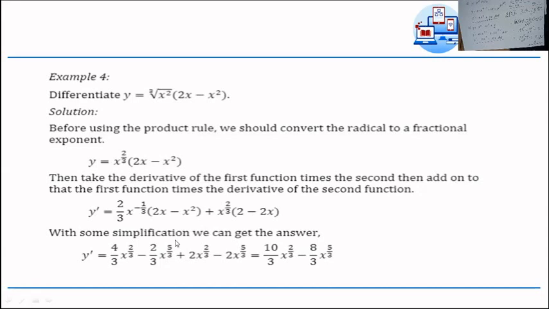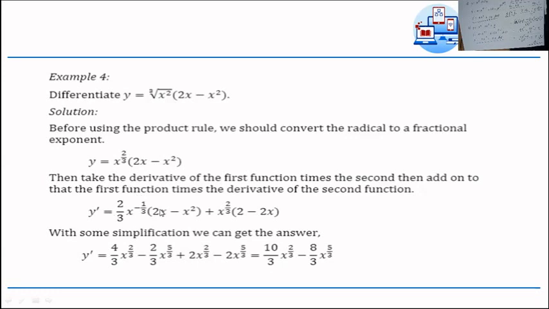2x minus x squared, plus U. Ito yung U natin, x raised to 2/3, then this is our dv. Derivative ng 2x is 2, derivative ng x squared is 2x. Okay? With some simplification, we can get the answer. Y prime will be 4 all over 3 x raised to 2/3.